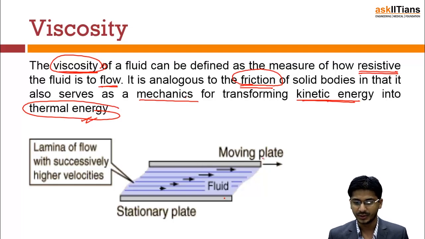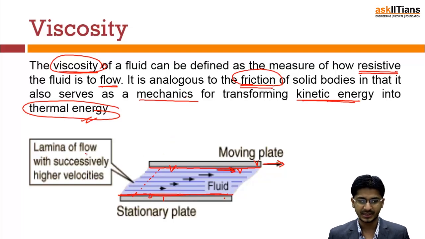If you see here, this is a moving plate, this is a stationary plate, and this is a fluid that is flowing. Suppose the moving plate is moving with a velocity v; the liquid in contact with it also moves with a velocity v. The liquid in contact with the stationary plate is at rest. Between them, the velocity of the intermediate fluid layers decreases from v to 0, so there is a resistance transferred from layer to layer.